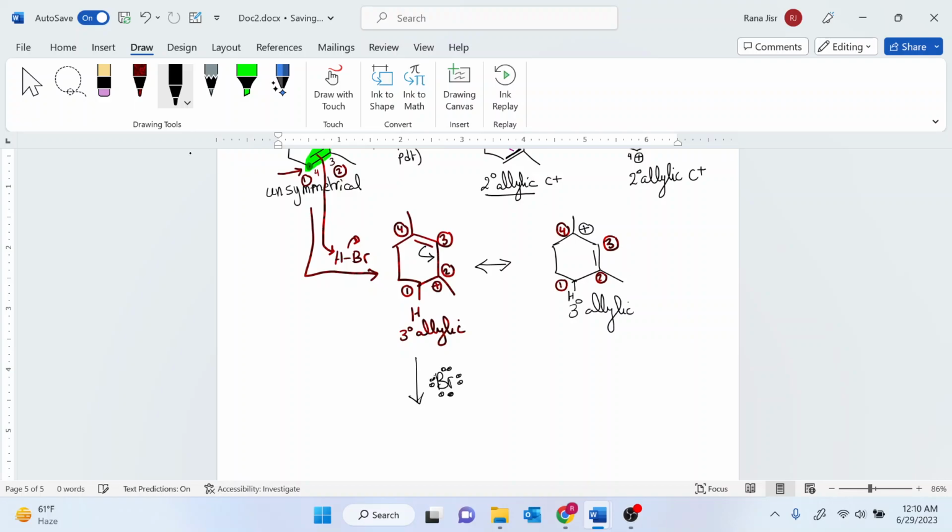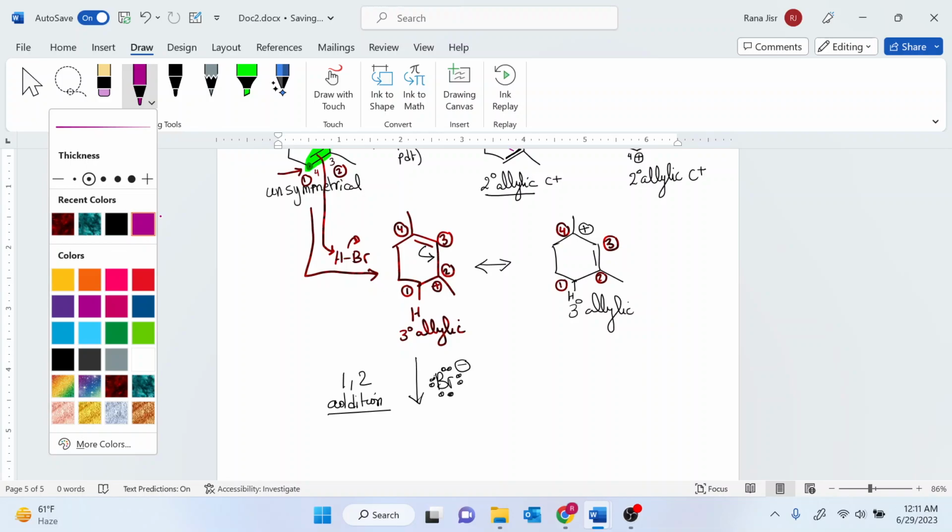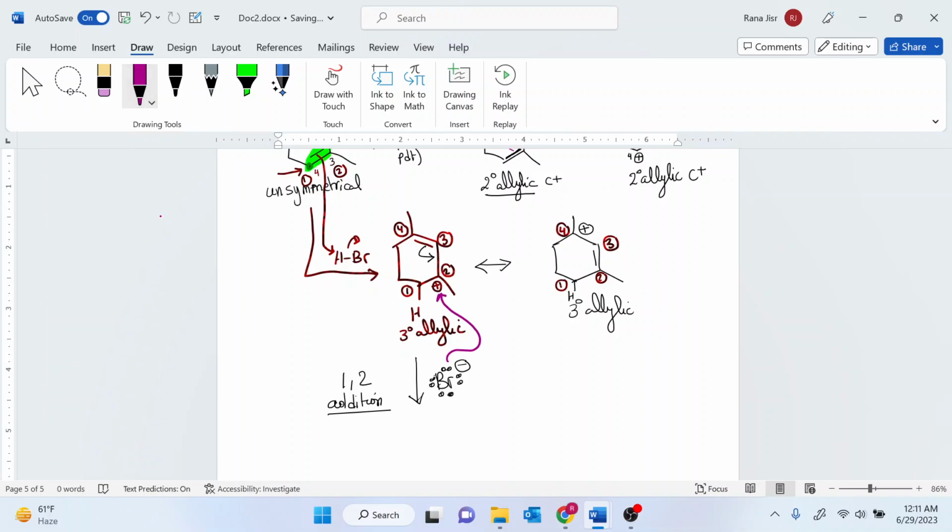If you are working at a low temperature, this is going to be the 1,2 addition, which is going to be the kinetic product. It's going to be the fast product that forms. Fast product means not a very stable product in there. So the Br minus is going to come and it's going to attack the plus charge in there.